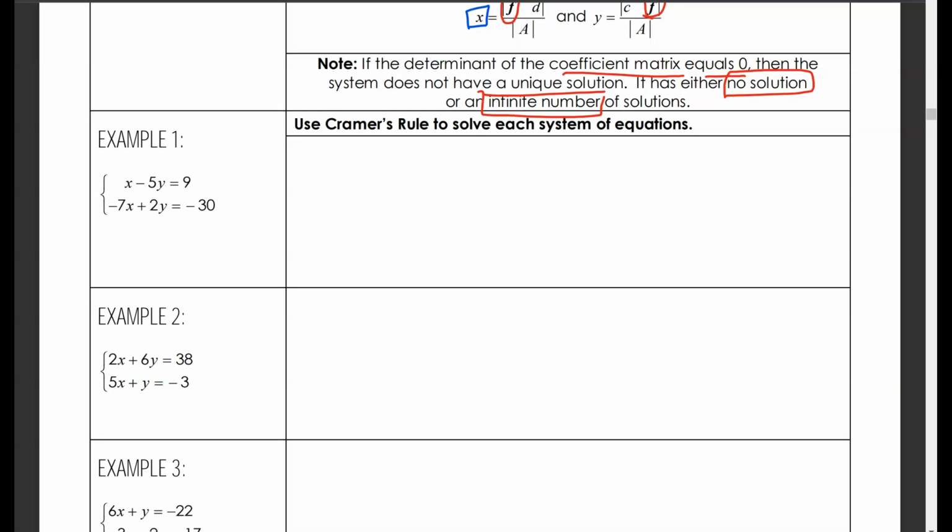First, here's our linear system. We need to start off with our coefficient matrix A, which is given to us by 1, -7, -5, and 2. Let's go ahead and calculate the determinant of this matrix. Remember, we're going to multiply 1 times 2 and then add it to -5 times -7. So we end up with -33.